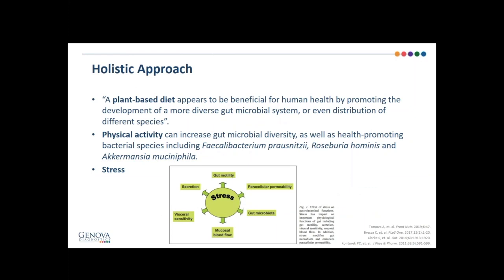A plant-based diet appears to be beneficial for human health by promoting the development of a more diverse gut microbial system, that's important, or even distribution of different species. So does this mean everyone has to become a vegetarian? No, we all just need to eat more plants. And the diversity concept is promoted with variety. So a variety of foods is going to promote the growth of the different organisms and thus the production of the different metabolites that influence the microbiome environment.